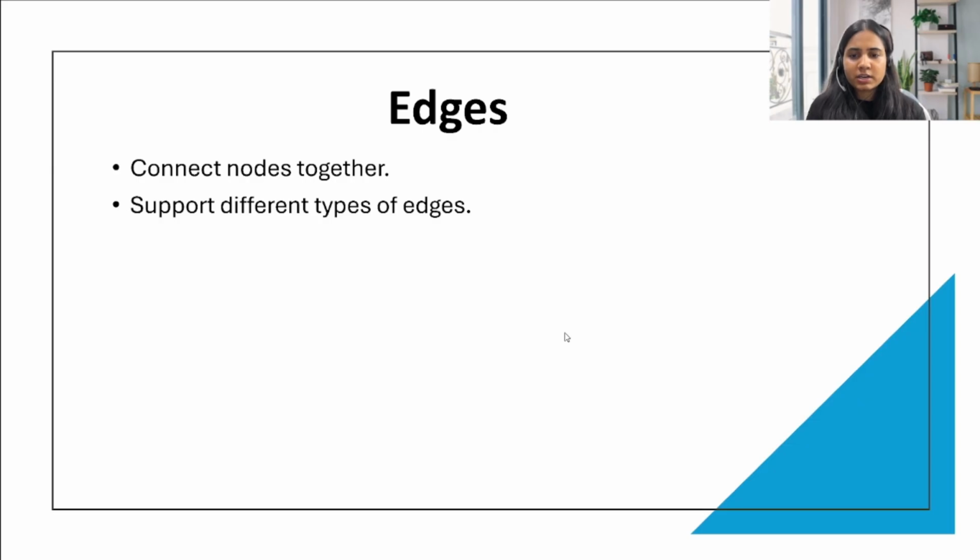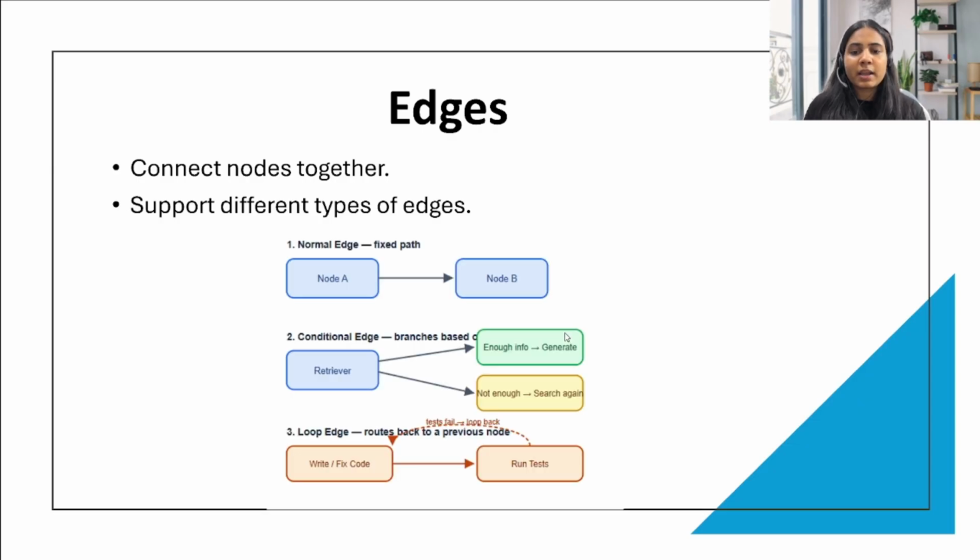LangGraph supports different types of edges: normal edge, conditional edge, and loop edge. A normal edge is a fixed path. It will go from node A to node B. Then there is the conditional edge. A conditional edge means it will have some branches, like when we use an if else block, which is again a conditional statement. So this is also a condition.